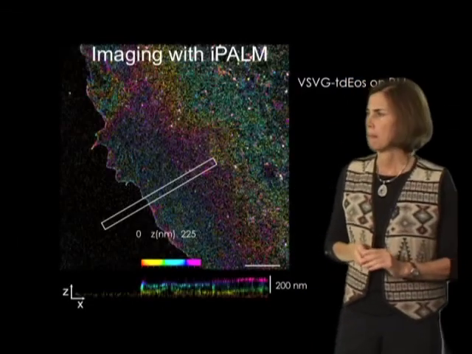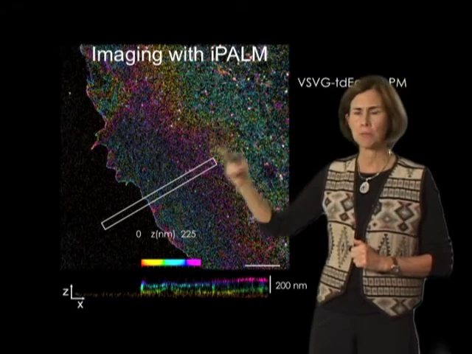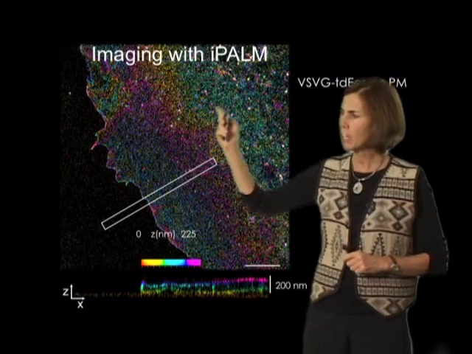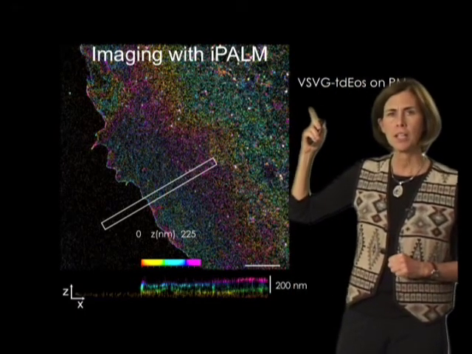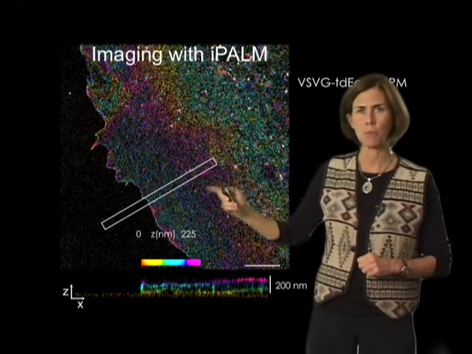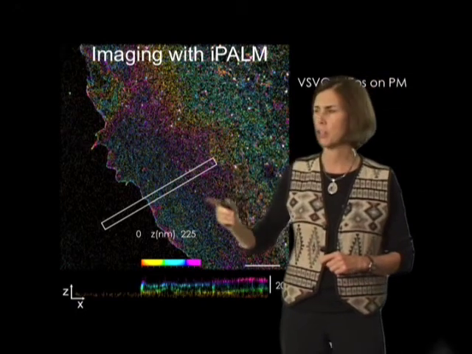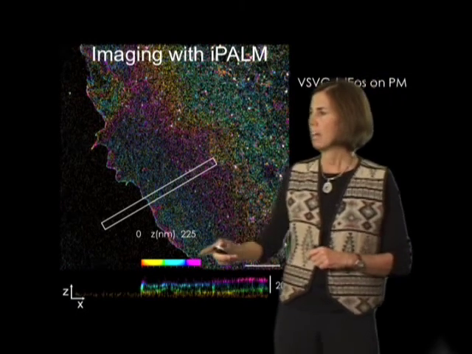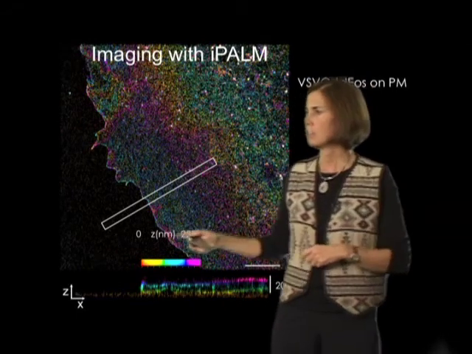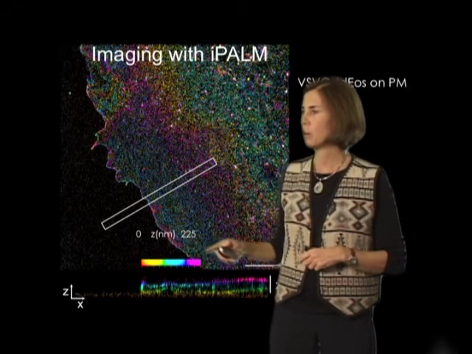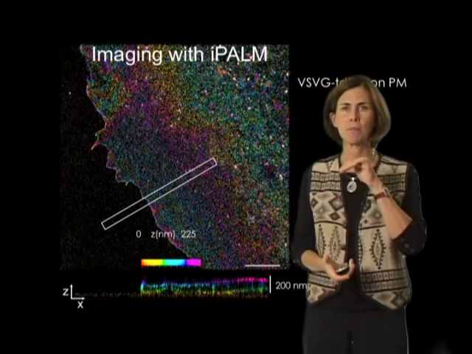So here's an example of iPALM imaging of VSV-G protein on the plasma membrane. Now, what you're looking at, all these little dots represent single molecules of VSV-G that are localized on the plasma membrane. Each of these molecules has a different color based on how far up from the cover slip the molecule is positioned. And this is a lookup table showing from 0 to 225 nanometers where these molecules are distributed in Z space.